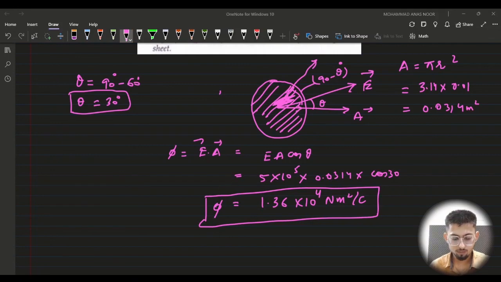That is how we do this question. I think it is enough for today. Next class we will discuss Gauss law and its application.